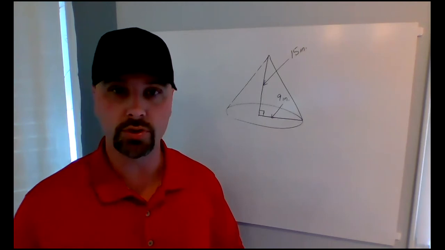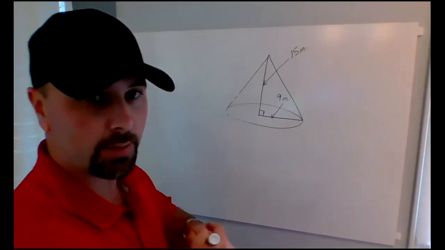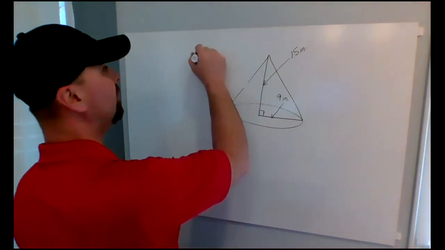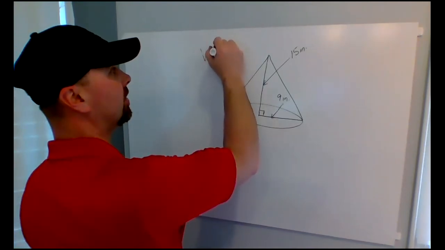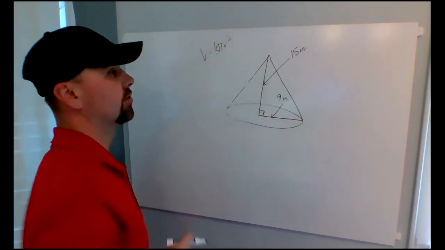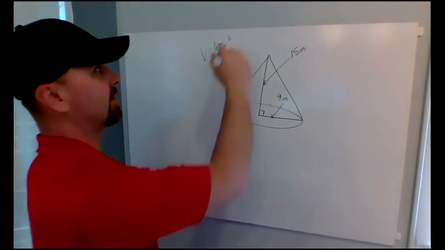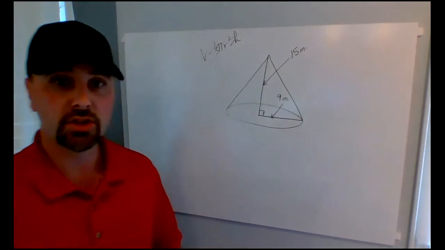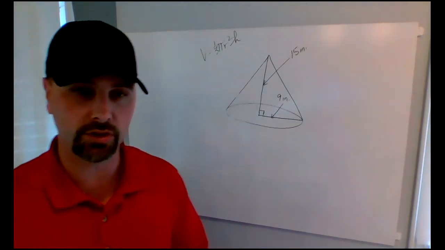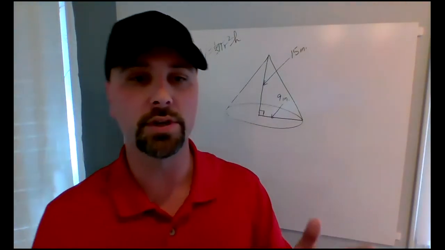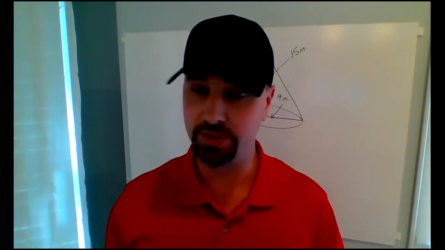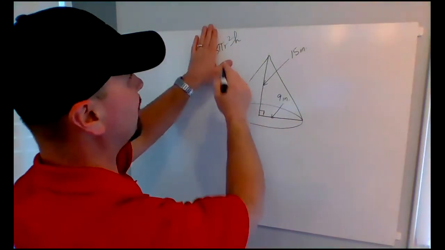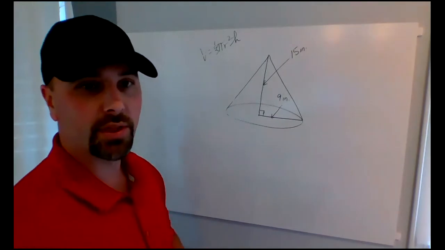And so if you go to your formula sheet and look up cone, you're going to see volume of a cone is 1/3 pi r squared times height. All right, so that should kind of look familiar to you. If you remember when we were looking at cylinders, a cylinder is pi r squared times height. This is the same, pi r squared times height, but it's got the 1/3.